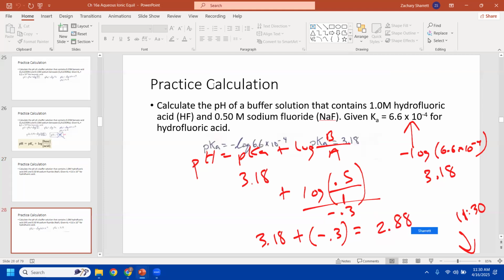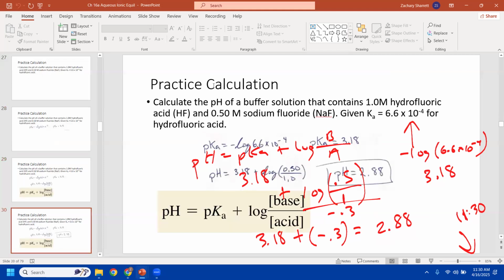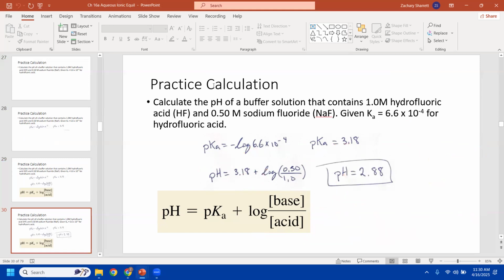2.88, maybe. So we got 3.18 as the pKa. We plug that in. 2.88. Everybody see how we do this?